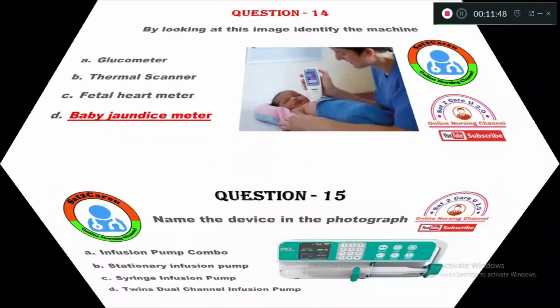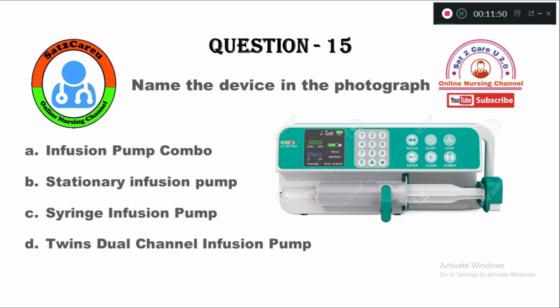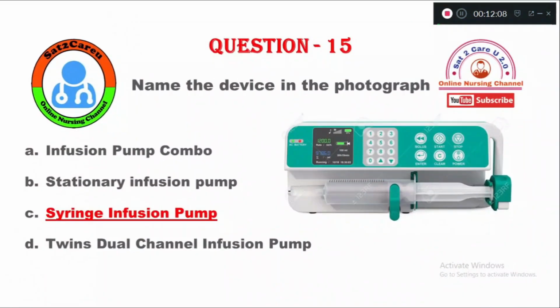Question number 15. Another image based question. Name the device in the photograph. Option A, infusion pump combo. Option B, stationary infusion pump. Option C, syringe infusion pump. Option D, twin dual channel infusion pump. So this is a very simple syringe infusion pump.